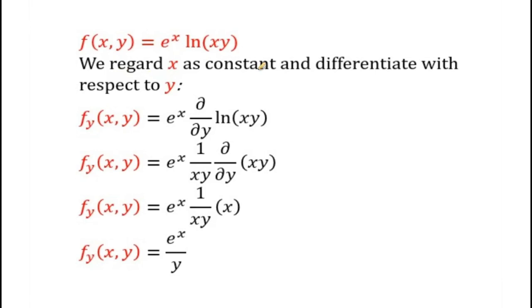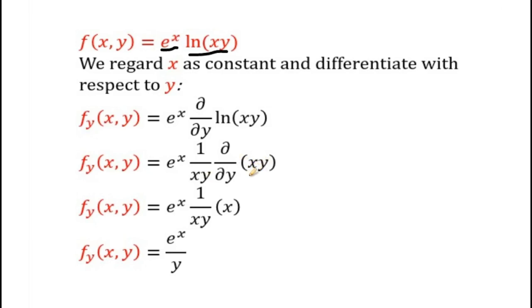Now we regard x as constant and differentiate with respect to y. So we see that in e raised to power x, y is not involved. That's why this entire term, that is e raised to power x, is constant, and in this one y is involved, so that's why we take the derivative of natural log of xy. So e raised to power x remains as it is, and the first partial derivative of natural log of xy. So the derivative of natural log of xy is 1 over xy times the partial derivative of xy.